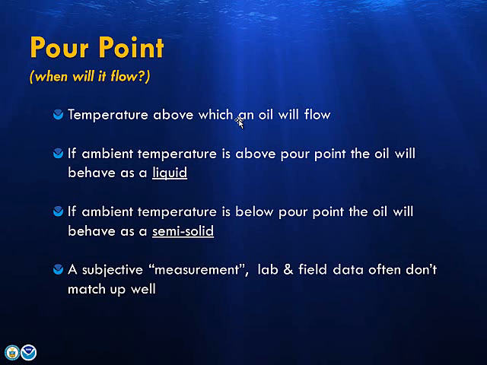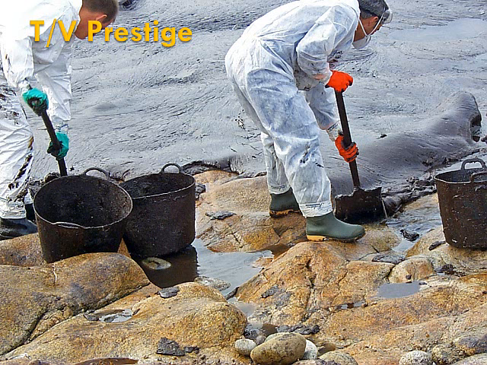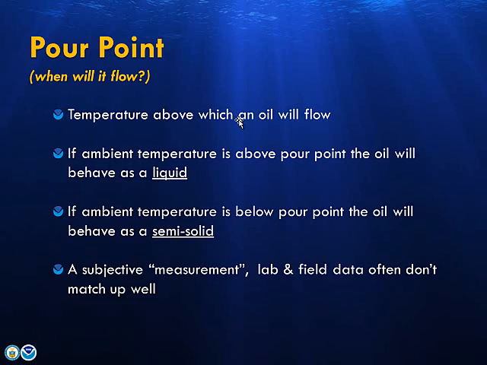Pour point is kind of related to viscosity. This is actually a temperature at which oil will flow. So if the ambient temperature of an oil spill is above the pour point, then the oil is going to behave as a liquid. If it's below the pour point, it's going to behave as a semi-solid, kind of like this, right? So the temperature is below the pour point of this oil. And it's a relatively subjective measure.